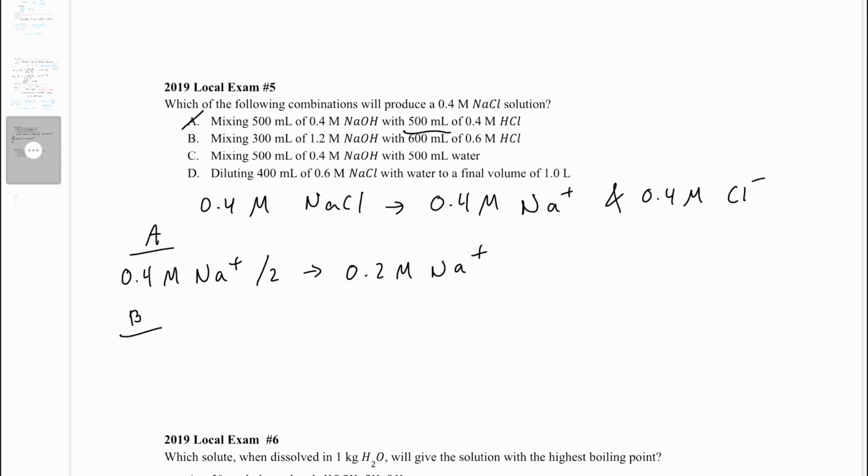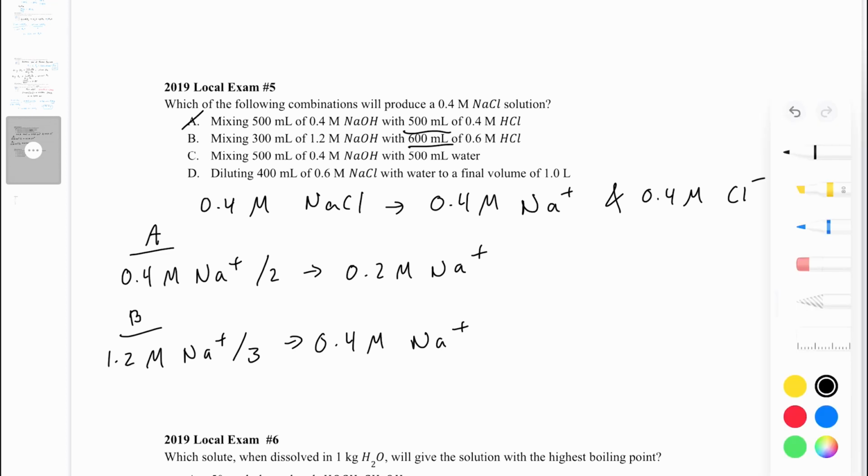In B, you start out with a 1.2 molar concentration. But since you're adding another 600 mL, that concentration of Na+ is going to become 1/3 of that. So you actually end up with a 0.4 molar Na+ solution. So the Na+ kind of checks out, but we have to also check the chloride.